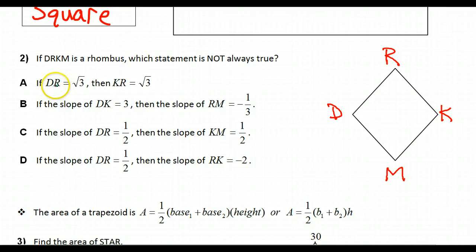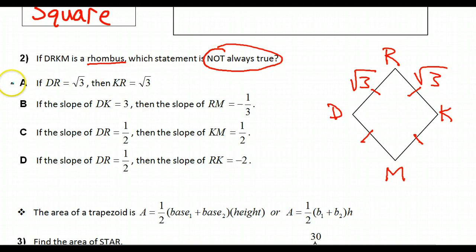Let's see, if DR equals radical 3, so that would be like that, then KR equals radical 3. KR is right here. Is that always true? Yeah, that's always true. This is a rhombus. If it's a rhombus, all four sides are congruent. If this is radical 3, then they're all radical 3. So that is always true. We're looking for one that is not always true. So A cannot be the answer.